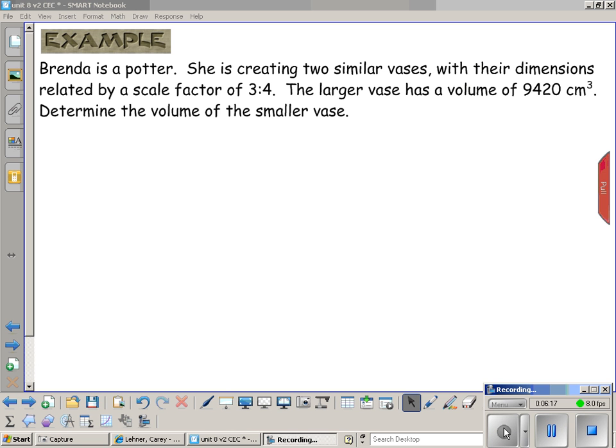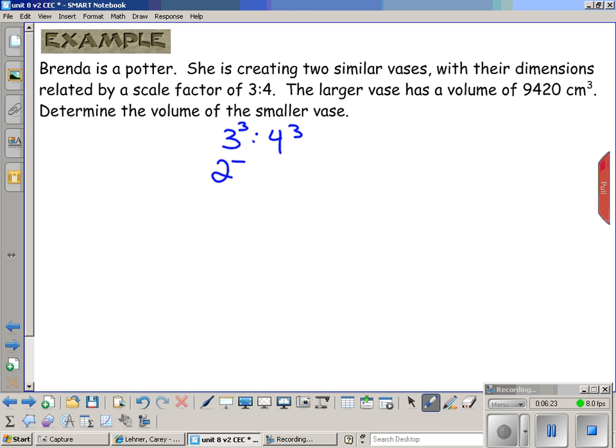So the first thing we need to do is cube our scale factor. So we have 27 to 64. Now we can deal with proportions. Our ratio is 27 to 64. The larger vase has a volume of 9,420.